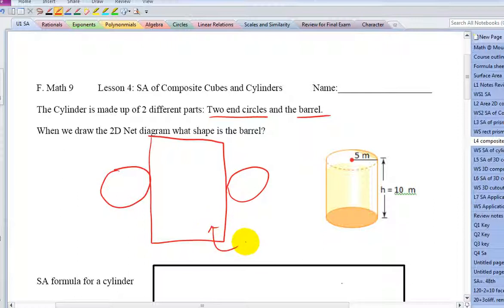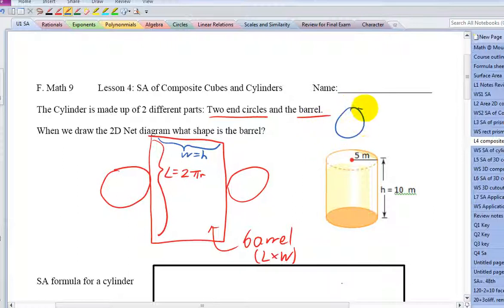So let's label that barrel. It is a rectangle, which we use L times W for. But the length and the width are kind of special. Here we have our length, which equals 2 pi r. And up top, we have our width, which equals the height of the cylinder. So we just took our cylinder and put it sideways. That's all, just to help us with the drawing.